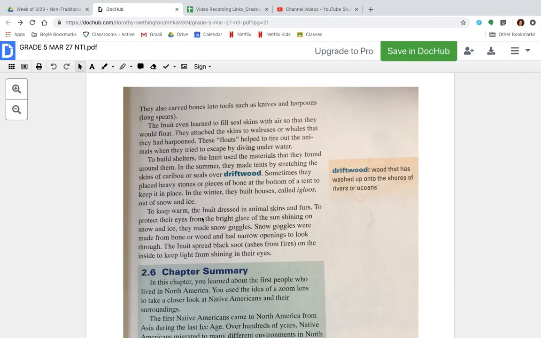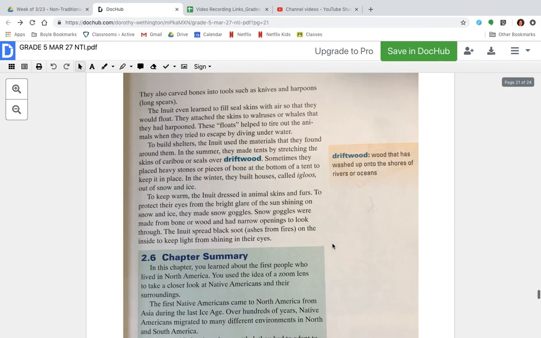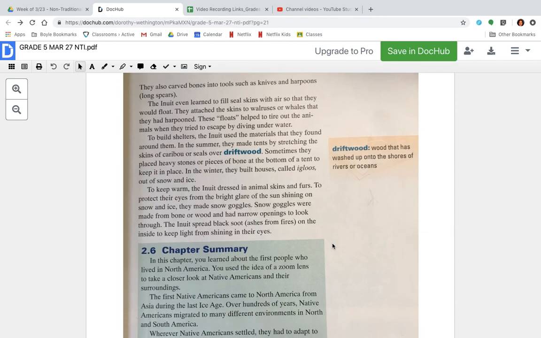To keep warm, the Inuit dressed in animal skins and furs. To protect their eyes from the bright glare of the sun shining on snow and ice, they made snow goggles. Snow goggles were made from bone or wood and had narrow openings to look through. The Inuit spread black soot, ashes from fires, on the inside to keep light from shining in their eyes.